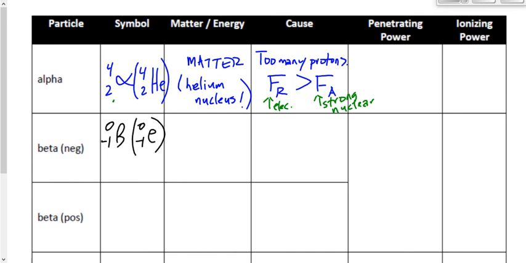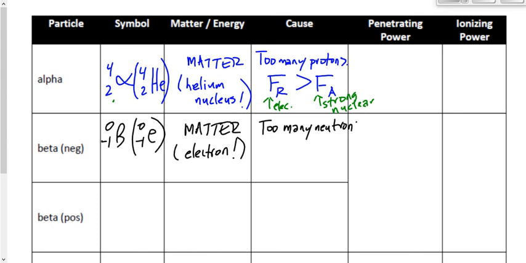A beta particle is matter. It has mass. It is an electron, which again is odd considering that the nucleus doesn't have any electrons, but you'll see what I mean in a second here. Beta negative decay occurs because we have too many neutrons. Man, this nucleus is pretty finicky, eh?